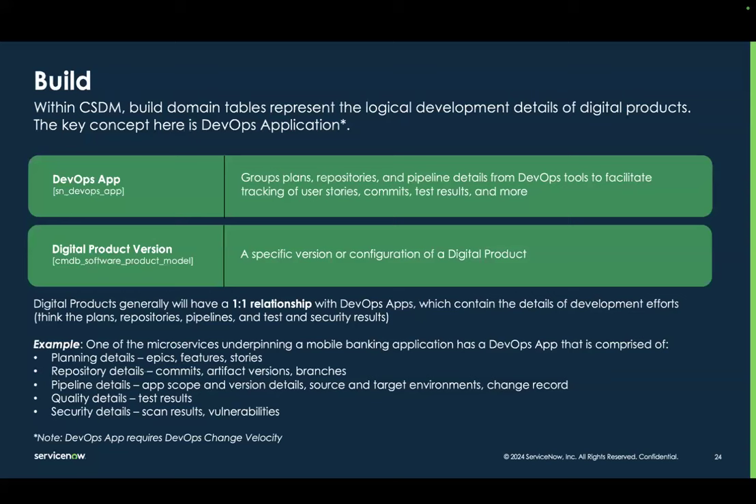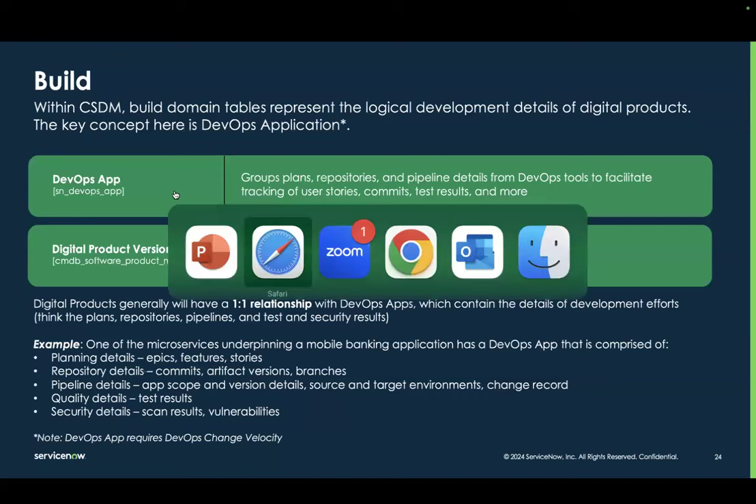And then we have the versions, which tell us what is the specific version, what's the specific change to this product that we want to deploy. So again, with a DevOps app, there's usually one DevOps app per digital product, and with versions, you can have multiple versions, obviously, over time that you manage.